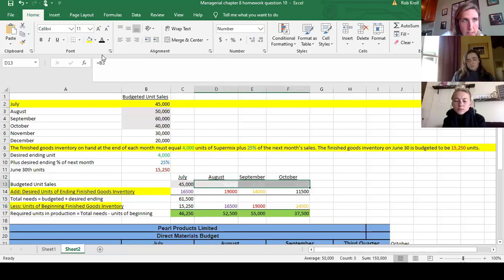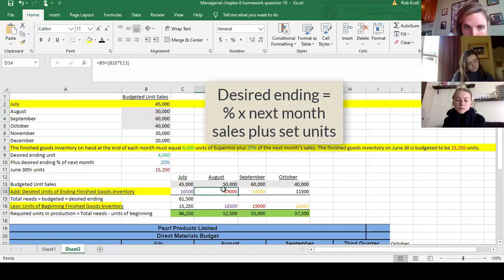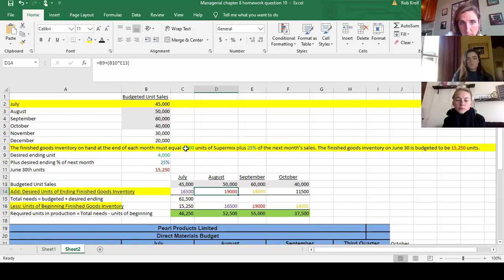Do you see that these top lines all came from the problem? I just typed them in. There's no calculation on that first line. All you've got to do on the homework on that first line is type it in. The next row, the 19,000 here, came from 25% of next month, 25% of 60, plus 4,000.